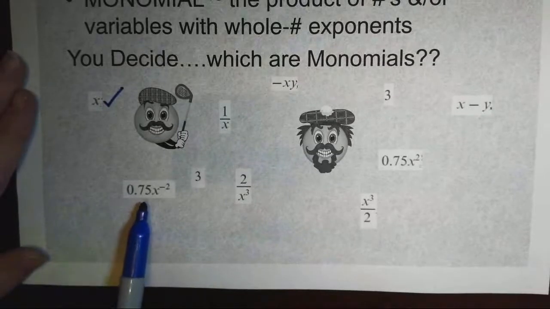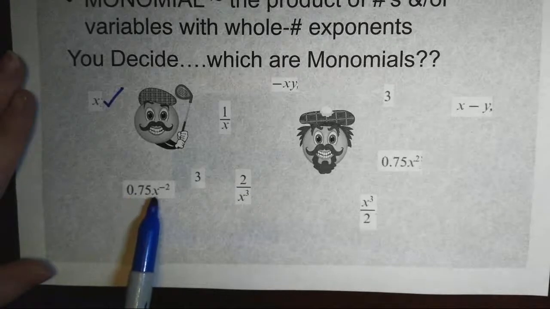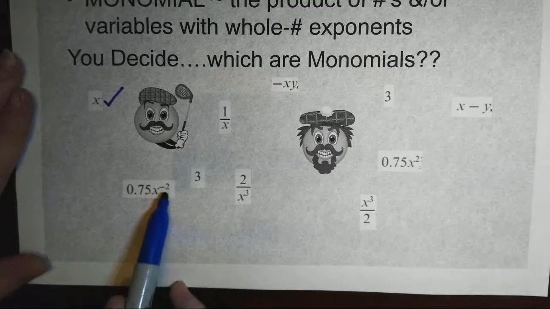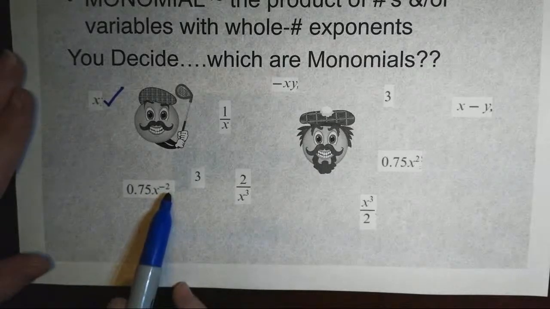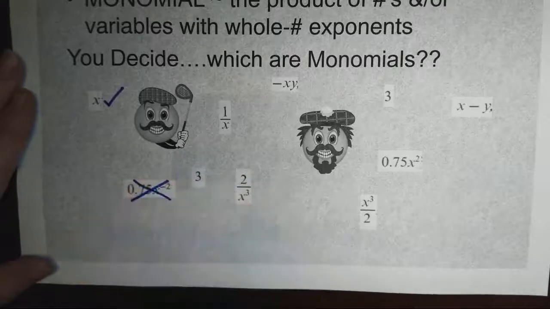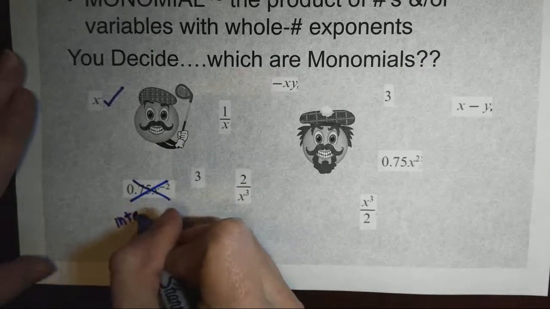If you look down here, we have 0.75 x to the negative second. Now this is a product of a constant and a variable, which is fine. But notice that the variable has an exponent that is not a whole number. Negative 2 isn't a whole number, it's an integer. So this one would not be a monomial, and that's because it has an integer exponent.